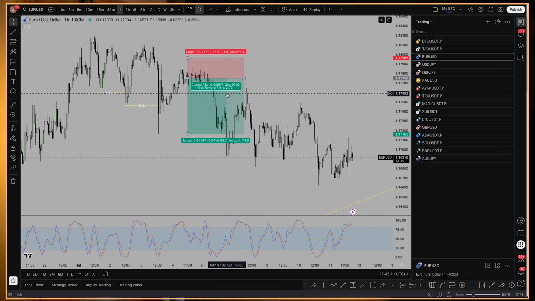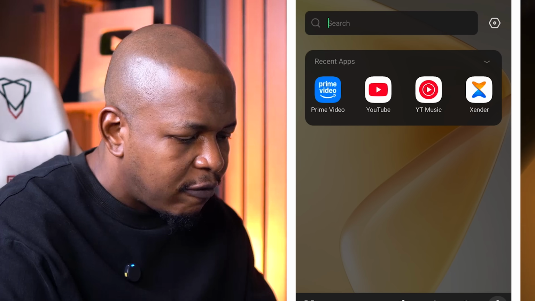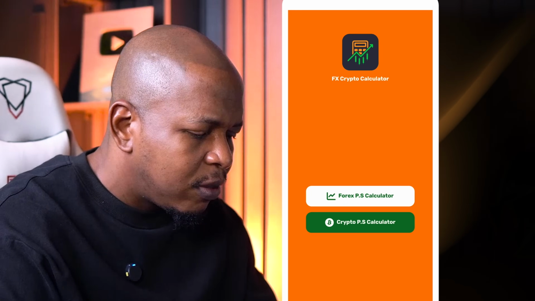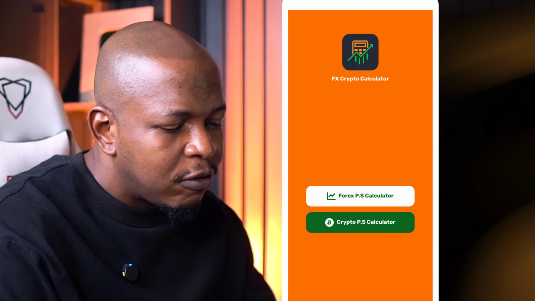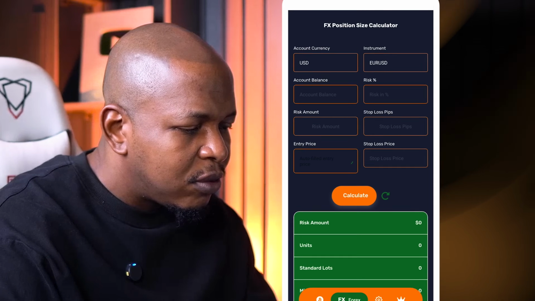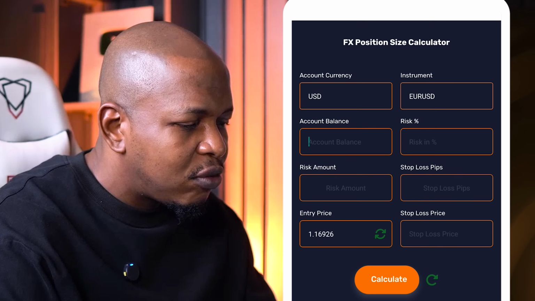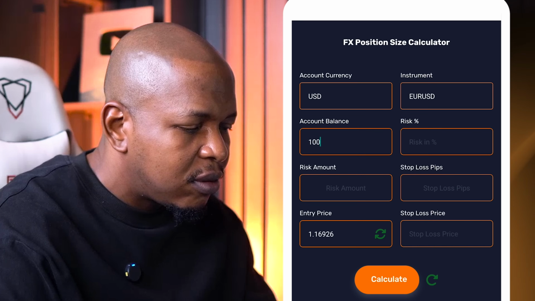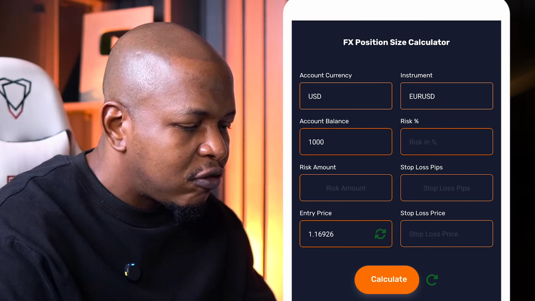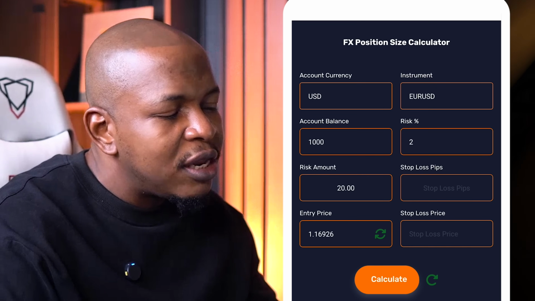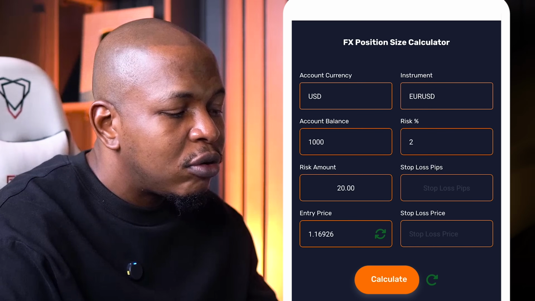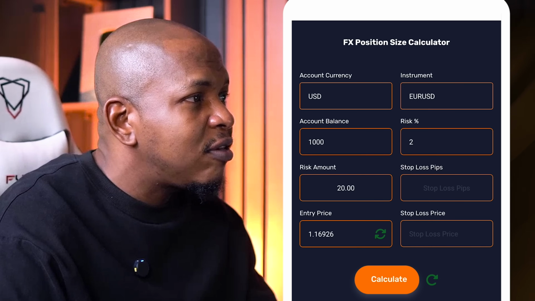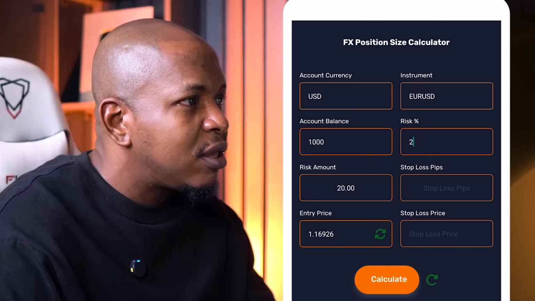To place your trade, what you need is a position size calculator and FX crypto calculator. You can get this from the App Store and the Google Play Store. So here, since I'm trading Forex, I'm going to click on Forex PS calculator. Then you select the instrument. In this case, it's still Euro USD. And let's say my account balance is $1,000 and I want to risk 2% of my account. It means that when this trade goes against me, when I lose, I'm going to lose $20. But when I win, in this case, I'm going to be winning 20 times 2.7.